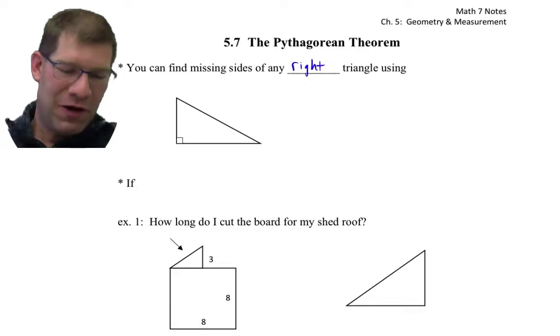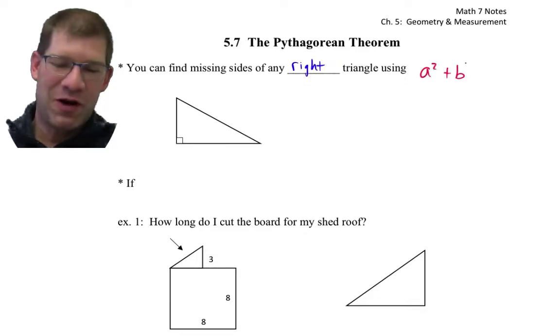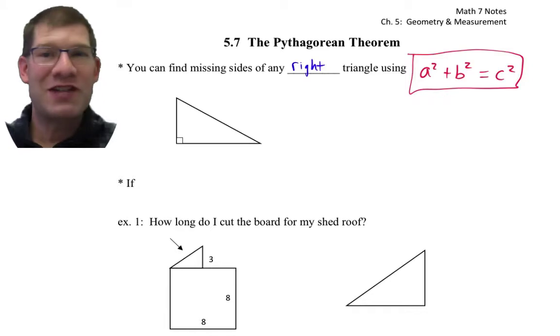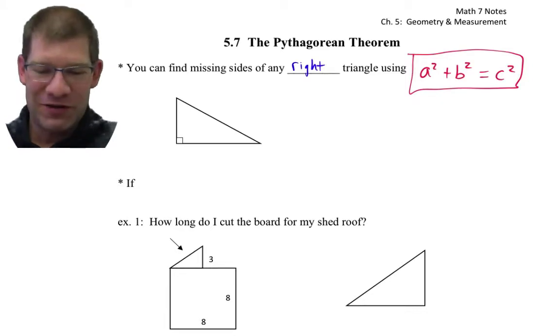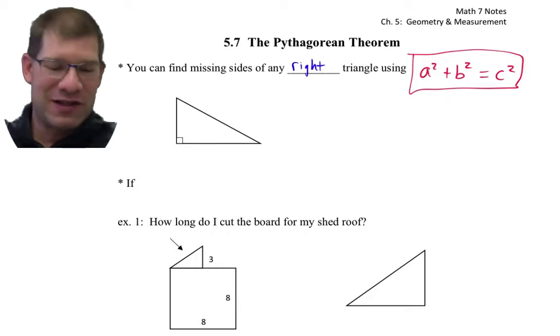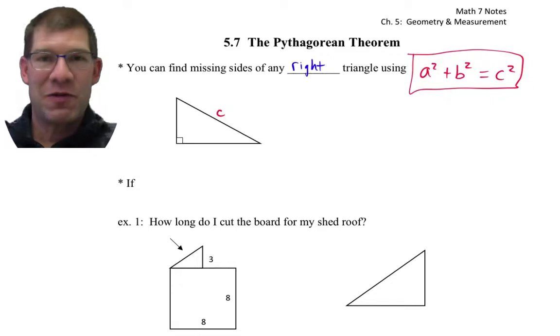Using, in red for dramatic emphasis, a squared plus b squared, all lowercase. a squared plus b squared equals c squared. The reason those are lowercase is that they all stand for the length of a side of the triangle. And all right, if we go through and label up our triangle, c is the one that really matters. c has to be this one right there.